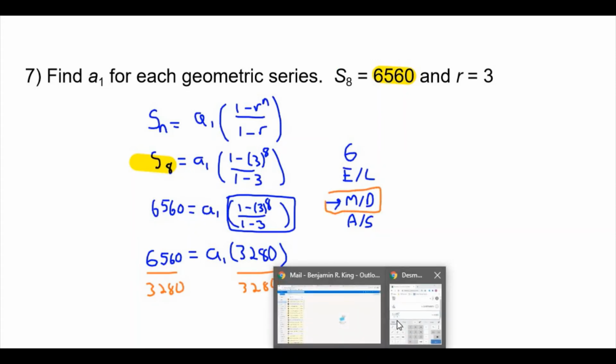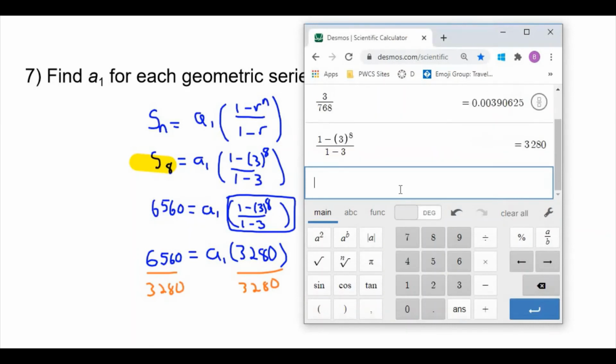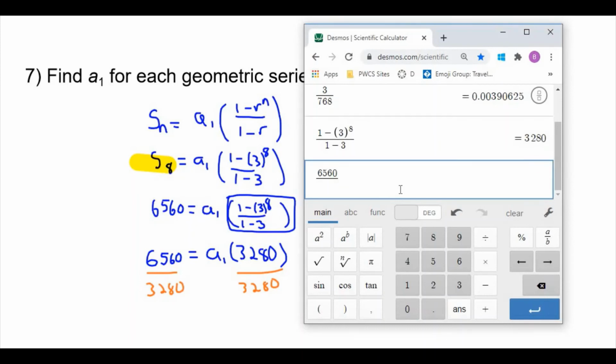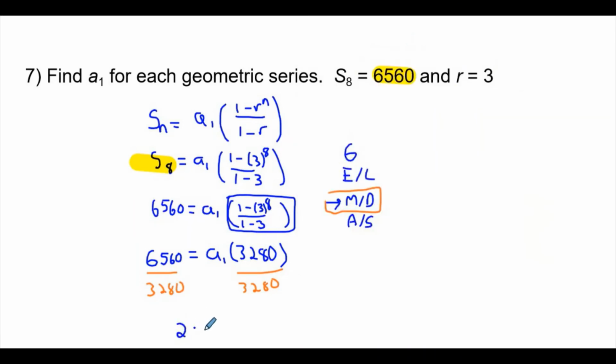All right, so back to the calculator one more time. And let's see, we have 6,560 divided by 3,280, and it comes out to 2. So all that work, and we got that A1 is 2. Now, A1 does not have to be an integer. It can be a decimal or a fraction. The only thing it has to be an integer is this n value, which they gave us.